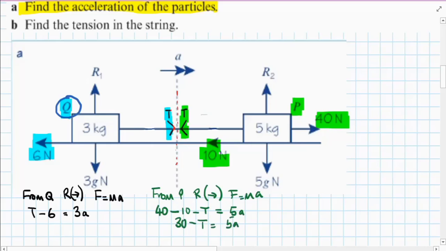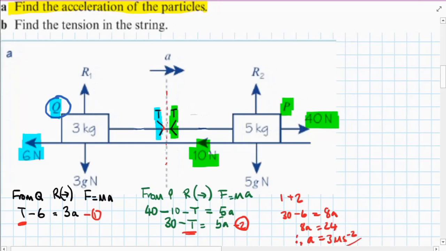Brief tidy up. Now if we look at my two equations, and if we were to add those two equations together, you'd see that the negative part would cancel out with the positive part, just giving me an equation in a. And as I'm asked to find the acceleration, that seems to be a good way to go ahead. So equation 1 add equation 2 will give me 30 take away the 6, 8a, so 8a equals 24, therefore final answer.